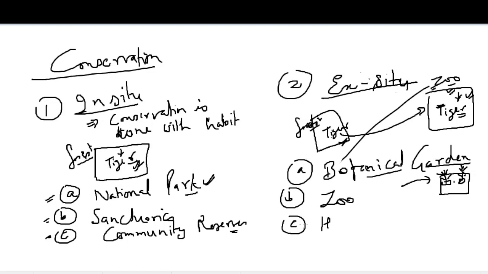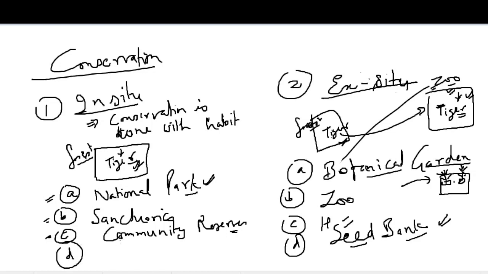Herbarium is not very directly related to conservation measures, but it preserves the dried species. Seed banks can also be a best example of ex situ conservation. Here seeds are brought from different plant species and kept for the next generation or whenever the need is there.